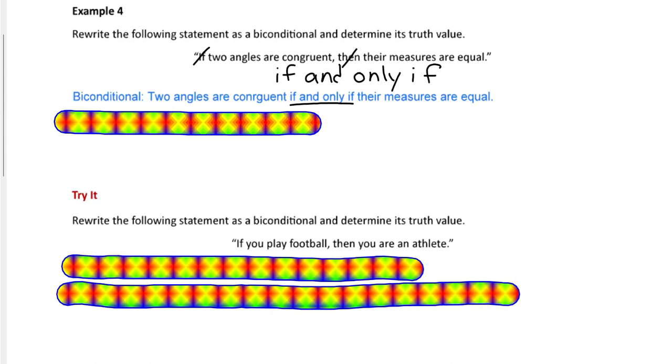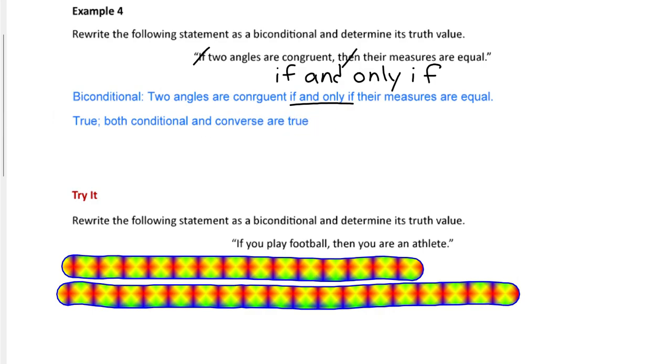A biconditional is 2 angles are congruent, and I spelled congruent wrong, I just realized that, if and only if their measures are equal. So let's test its validity on this one, all right? 2 angles are congruent. Can they be congruent and one be 25 and the other be 30? No, they have to be exactly the same. So this is a true statement.